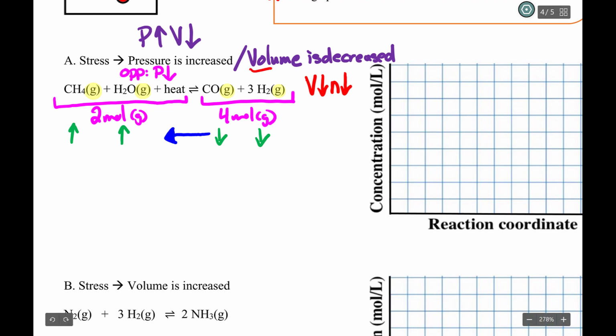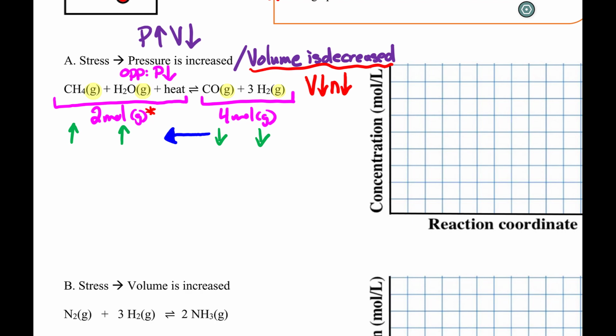So because the volume is decreased, I'm going to shift to the side with less moles. There's less moles right here. Which way did we shift? We shifted that direction. So whether I use the concept of pressure and particles to tell me which way I'm going to shift, or volume, I'm going to get the same answer. Now, the hard part here is really graphing.